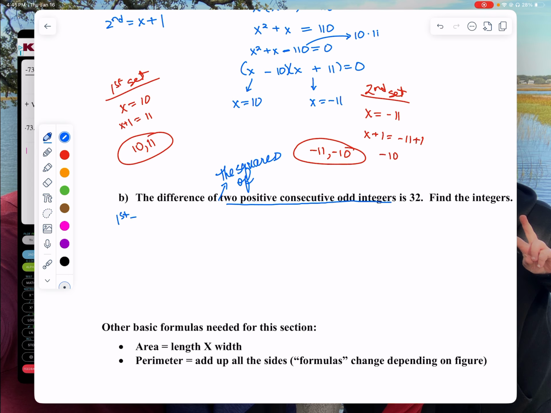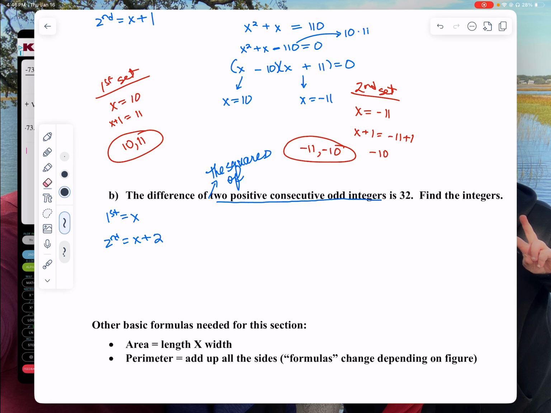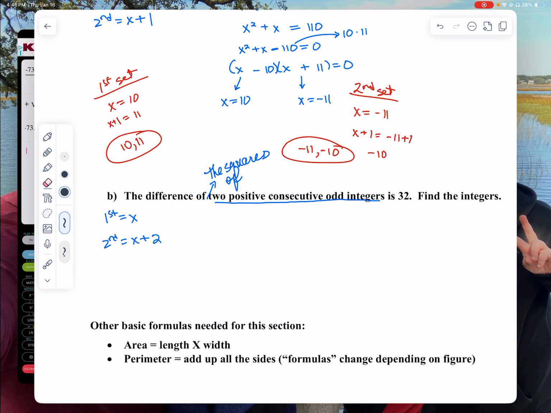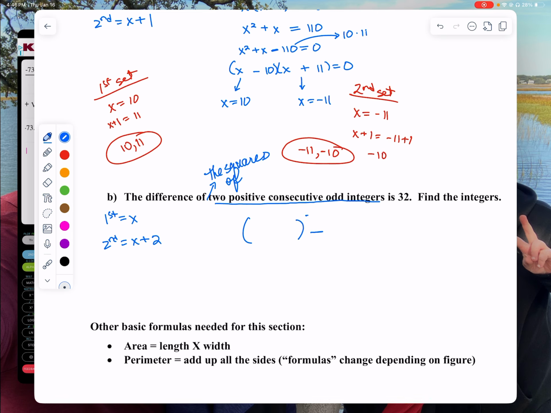So my first one is x. My second one is x plus something. I go back and I look, do I have odd ones and even ones? Yes, I do. So that's going to be x plus 2. Even though it says odd, we do x plus 2, right? So now they said the difference of the squares of, so we're going to square these guys. So the difference of the squares of these two positive consecutive odd integers is 32.